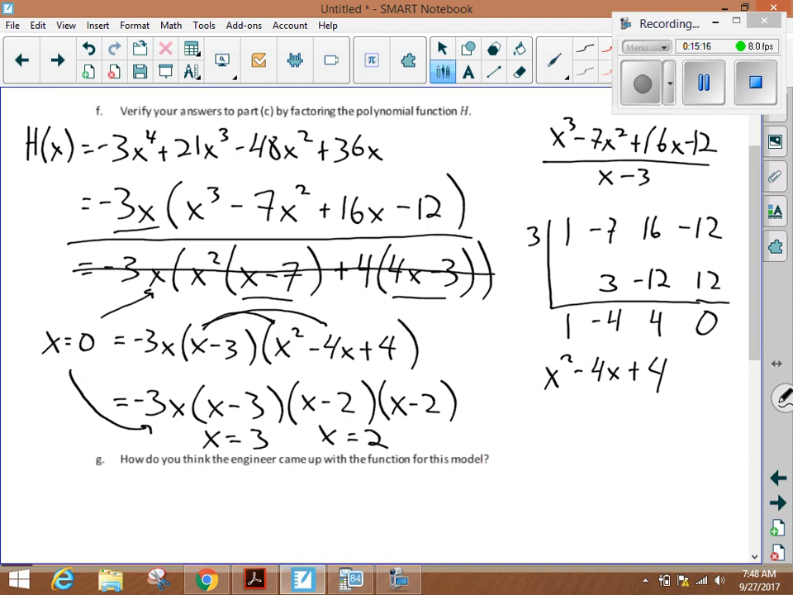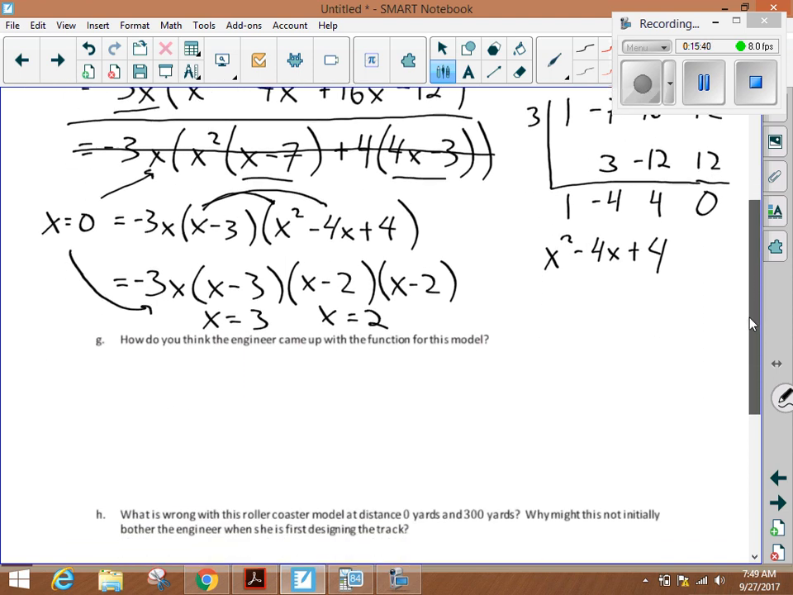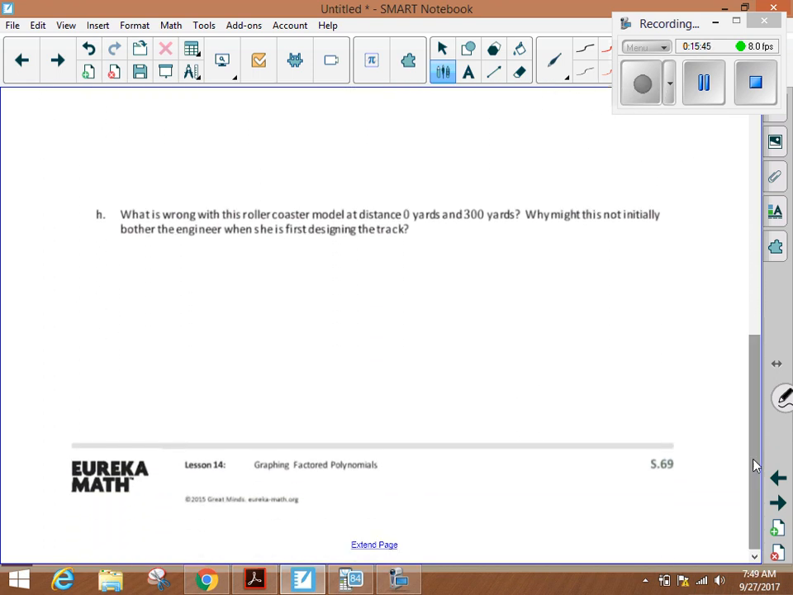How do we think that the engineer came up with the function for this model? He put random young children on a roller coaster and decided how tall it needed to be. No. He probably decided the intervals at which he wanted that thing to reach the ground, right? And then possibly came up with this factored form, right? He probably looked at the zeros, if there was indeed an actual engineer involved.